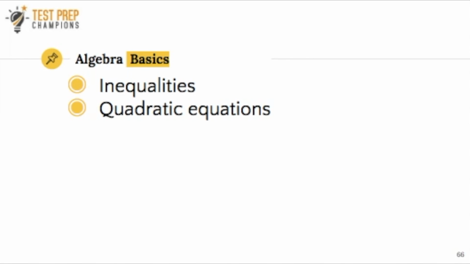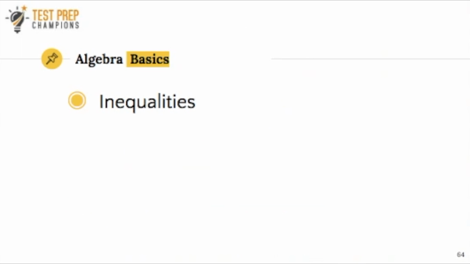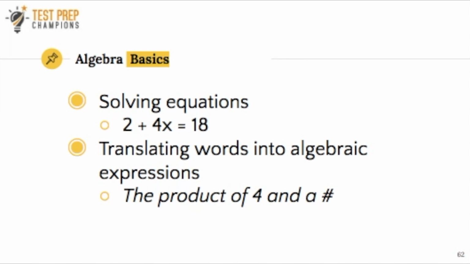So to keep moving here, you also want to know about quadratic equations, which can be time consuming. You'll want to know the difference between a linear equation and a quadratic equation, or at least be able to recognize the difference. Earlier on, I had this slide up where I showed 2 plus 4x equals 18. That's the type of equation that you can solve for x fairly simply. You could subtract 2 from both sides and then divide by 4. You could get the x by itself doing that.